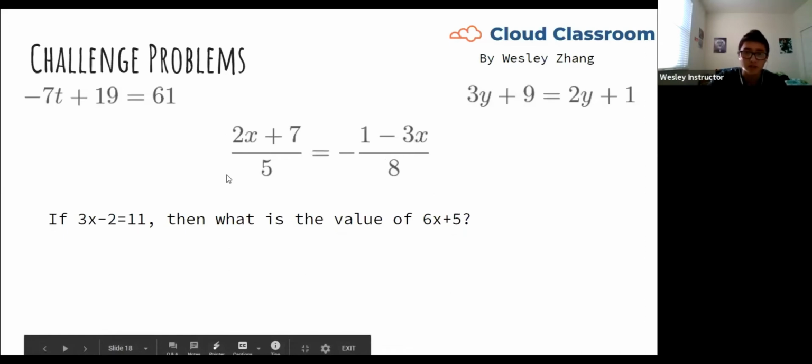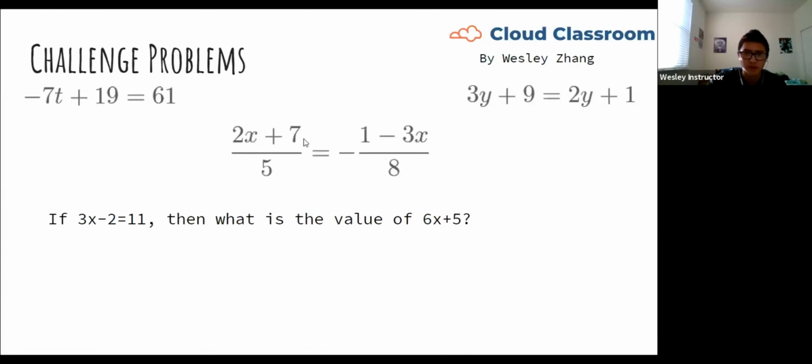I guess you could do it with the denominators, but the easiest way is to always just get rid of the denominators. Dealing with fractions is always harder in any problem.